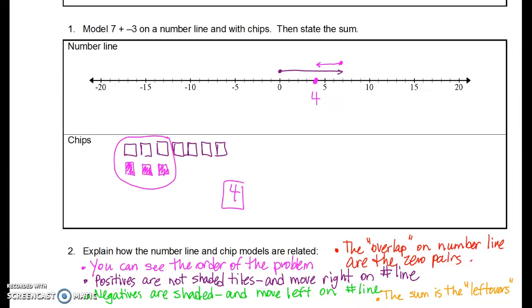They move to the left on the number line. The overlap on the number line corresponds to the 0 pairs in the chip model, and the sum is the leftovers. And what I mean by that, leftovers: these are the leftovers here in the chip model, and this is the leftovers on the number line model.